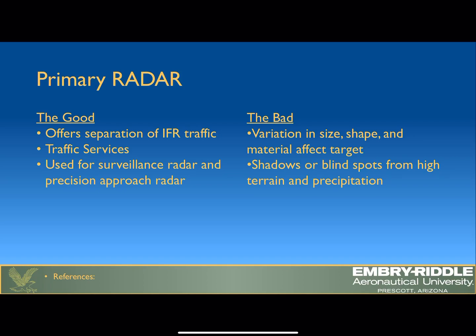There can be shadows or blind spots from high terrain or precipitation. This same technology is used to see rain. This is how we identify rain on the radar. So if it's raining, that can block the radar signal, or terrain or other objects, such as a building, if it's in the line of sight, can block radar. So it has a lot of limitations. Primary radar is really good, but it also has some limitations.